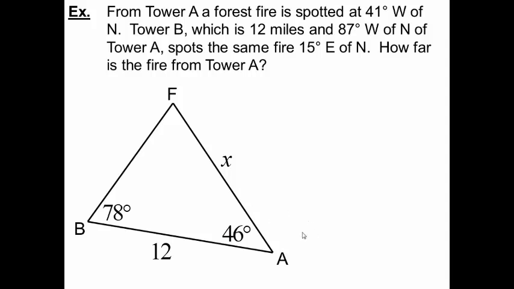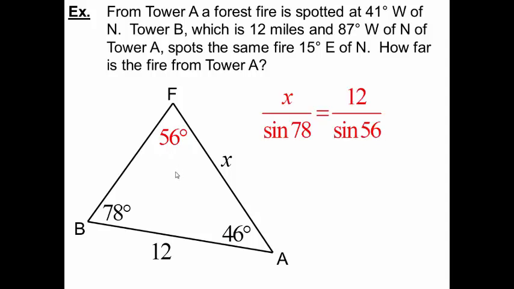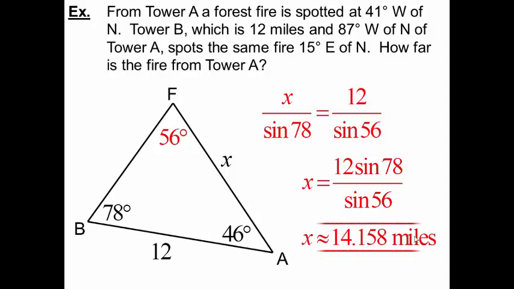All right, if I'm using the law of sines, that means I need to know angle F. Subtract from 180, I get 56. I can then set up my proportion, x over sine 78 equals 12 over sine 56. Move the sine 78 over, punch it in the calculator, 14.158 miles.